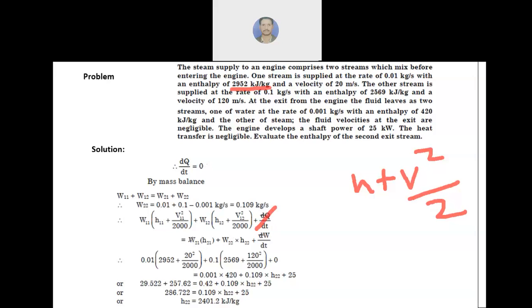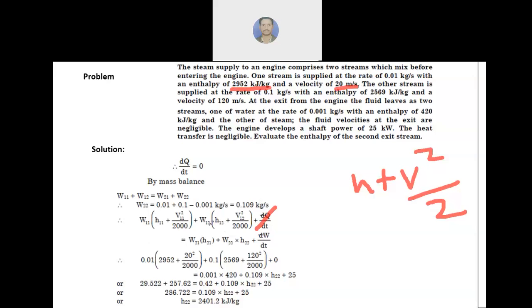Now coming to the outlet side. What about the outlet side? Here it is given that the fluid velocity at the exit is negligible. So velocity is already neglected, and you are left with only enthalpy, plus dW by dt. Understand? Now put the values. W11 is given. H11 is how much? 2952. V11 how much? 20 meter per second.